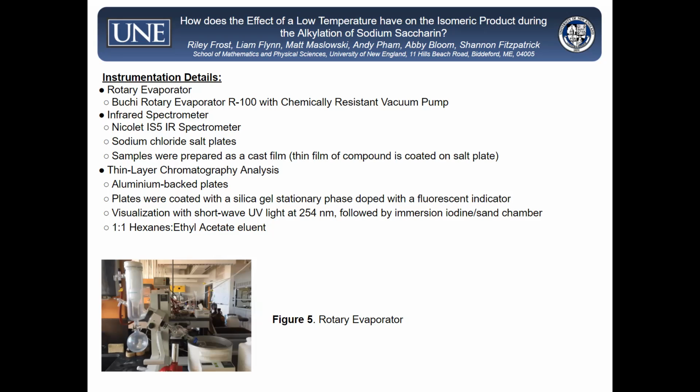And a couple of things about our thin layer chromatography analysis. We used aluminum backed plates. The plates were coated with a silica gel stationary phase doped with a fluorescent indicator. Visualization was made possible by shortwave UV light at 254 nanometers, and this was followed by immersion in an iodine sand chamber. And the eluent we used was a 1-to-1 hexanes ethyl acetate. And again, below is figure 5, which shows our rotary evaporator setup.